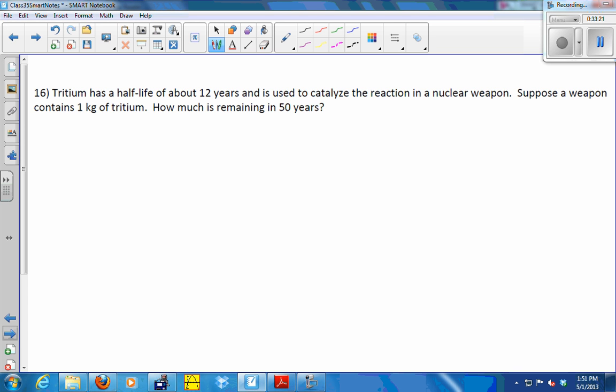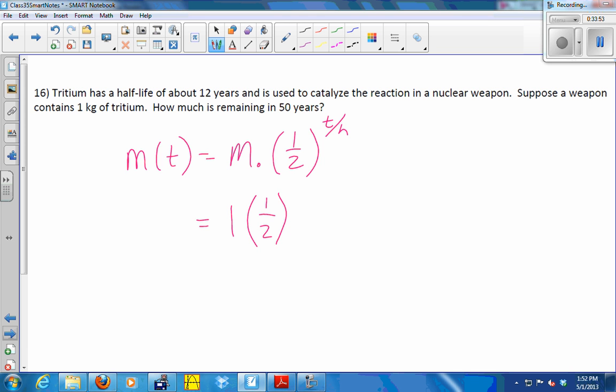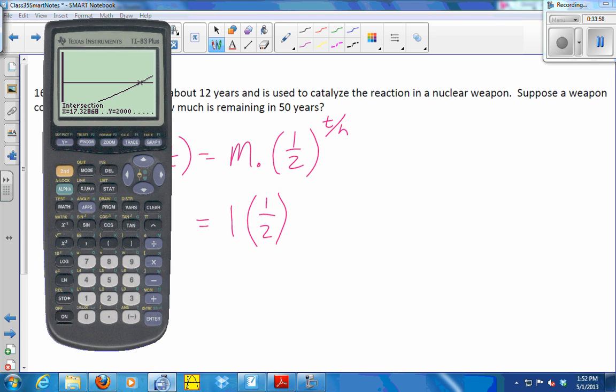Tritium has a half-life of about 12 years. It's used to catalyze the reaction in a nuclear weapon. So suppose we have 1 kilogram of tritium. We want to know how much is remaining after 50 years. So I'm going to write down my radioactive decay formula. M0 is my initial amount, which is 1 kilogram. 1/2, because I'm going to half it over and over again. And then t, 50 years have gone by, right? And my half-life is 12 years.